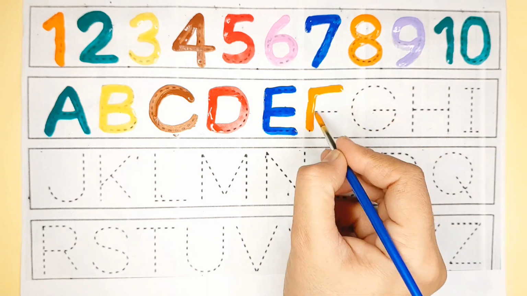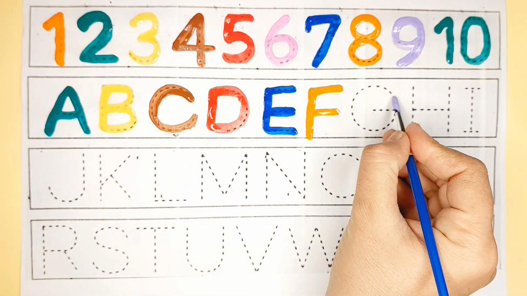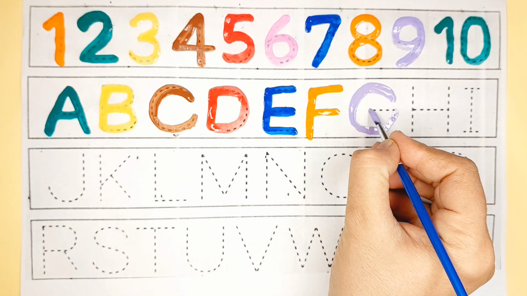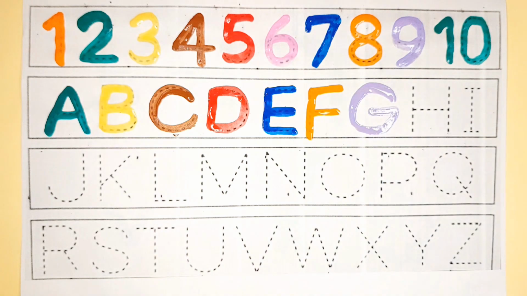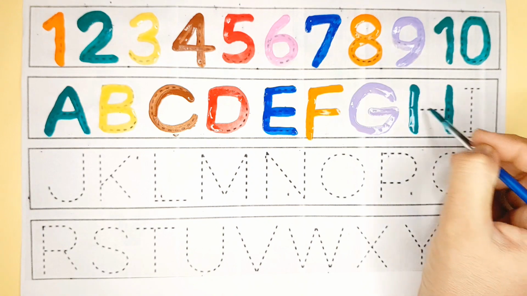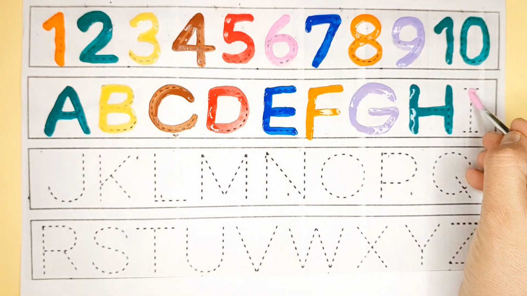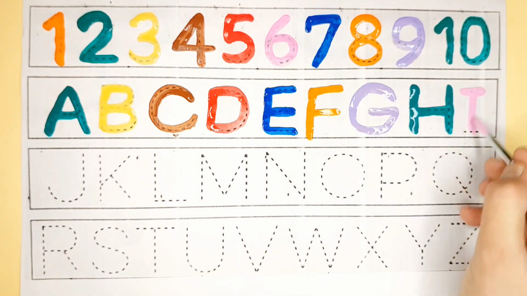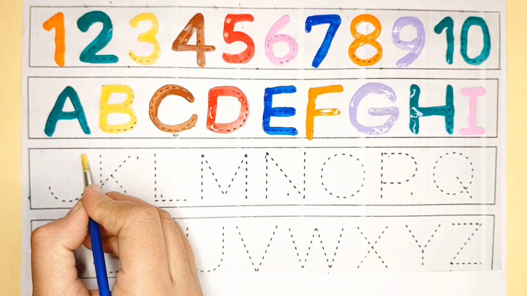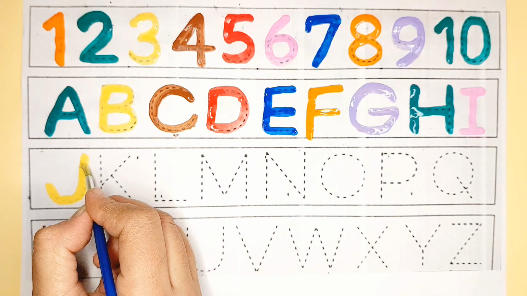F for frog. G for grapes. H for hen. I for igloo. J for jellyfish.